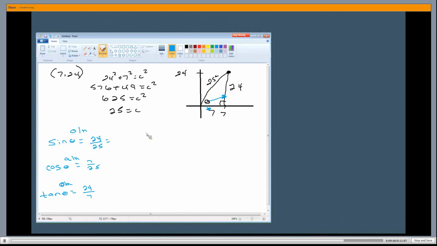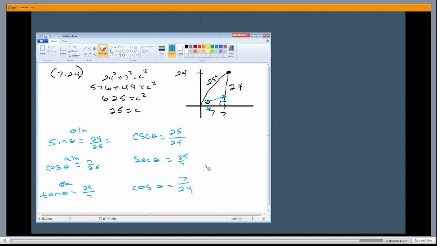Now remember, cosecant and cosine are not reciprocals. Sine and cosecant are reciprocals. So the cosecant of theta is 25 over 24. The secant of theta is 25 over 7. And the cotangent. See how much easier this is when you don't have to rationalize? Just neater and easier and quicker. It's 7 over 24.